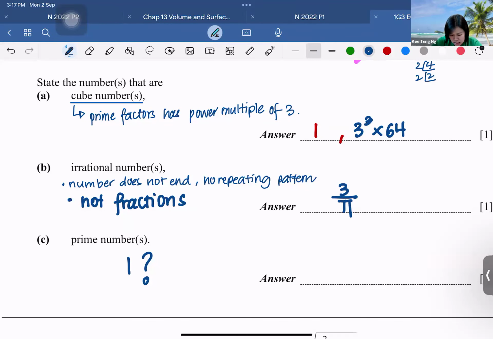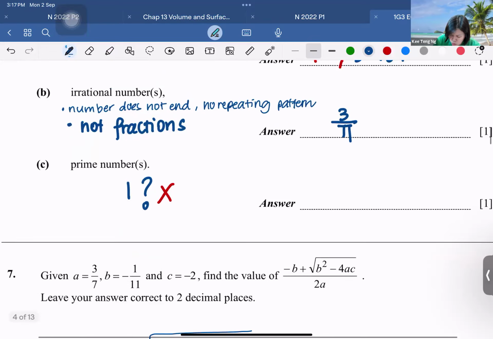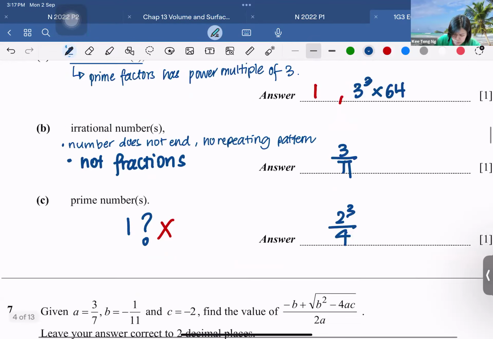All right, so 1 is not a prime number. Why? Because 1 only has one factor. 1 doesn't have two factors, right? So what are the smallest prime numbers, starting from 2? And this is the only one. So this is the only even prime number. Are there any other prime numbers that I see? No more already. Okay, no more that I know of. So in this case, this is the only answer.